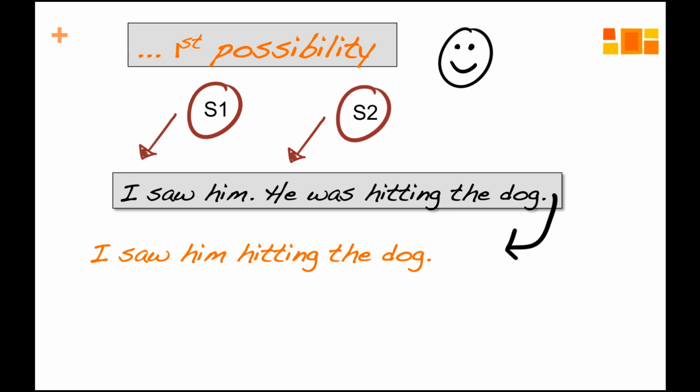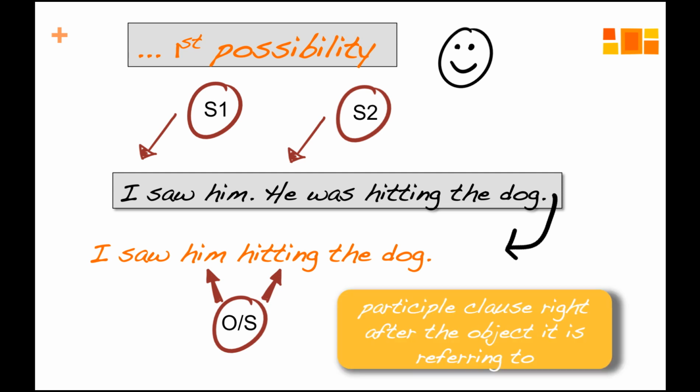It sounds very nice. It actually sounds a lot nicer than I saw him, he was hitting the dog, because that's a bit clumsy, that's awkward. I saw him hitting the dog. It's a lean, nice English sentence. So what you want to remember is to put that participle clause, hitting the dog, right after the object it is referring to. There shouldn't be anything in between. Put your participle clause right after the object it is referring to, and your sentence is perfectly okay.